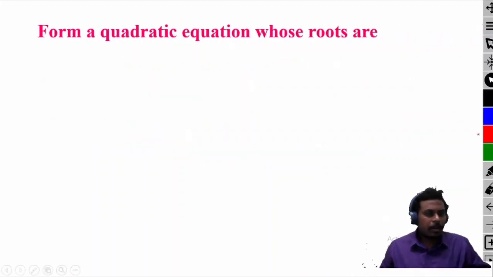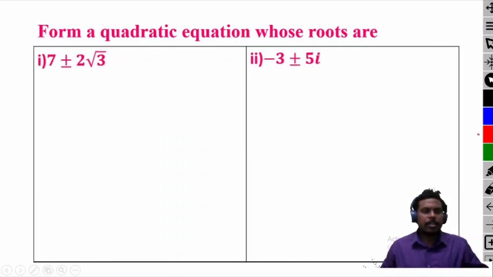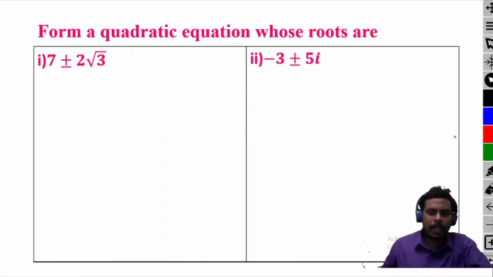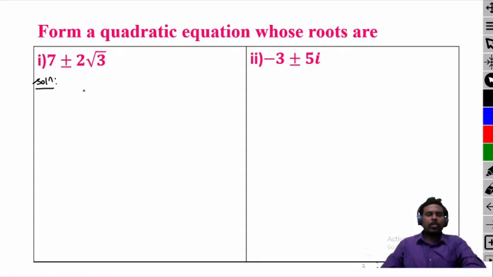Now we'll solve the next question. Here is the next question. Form a quadratic equation whose roots are 7 plus or minus 2 root 3. So let us find out a quadratic equation whose roots are 7 plus or minus 2 root 3.